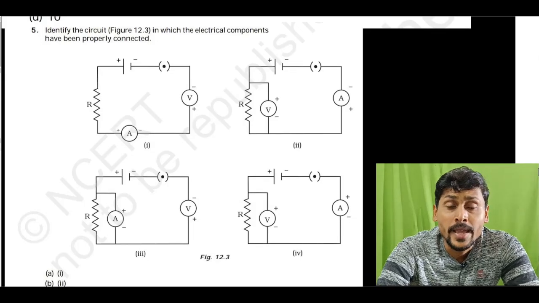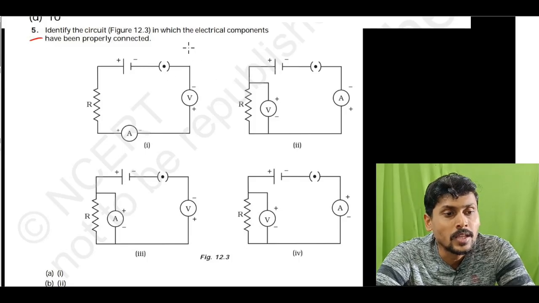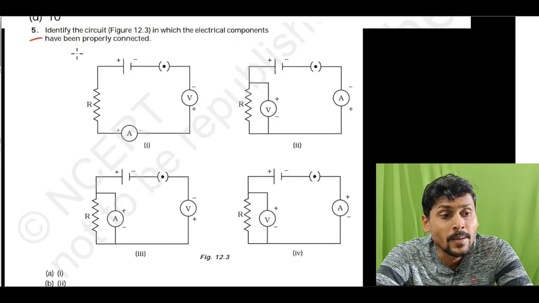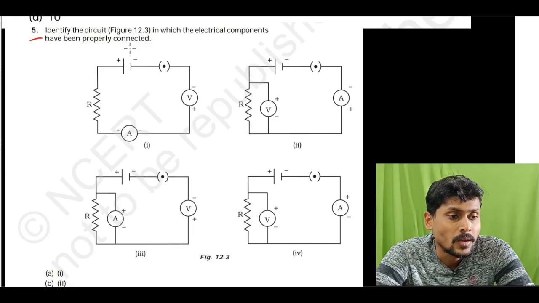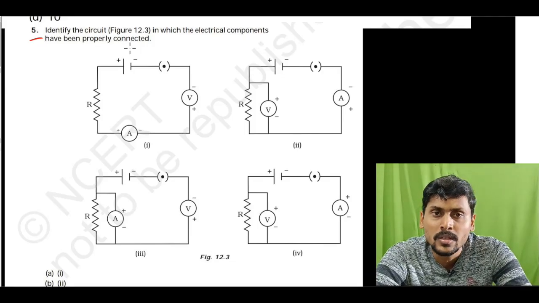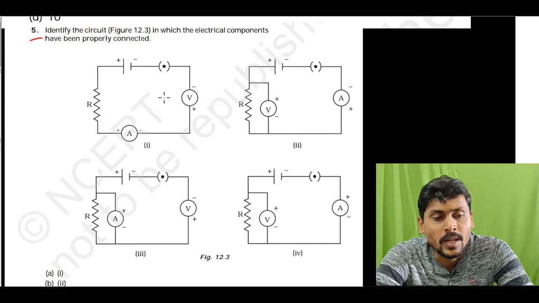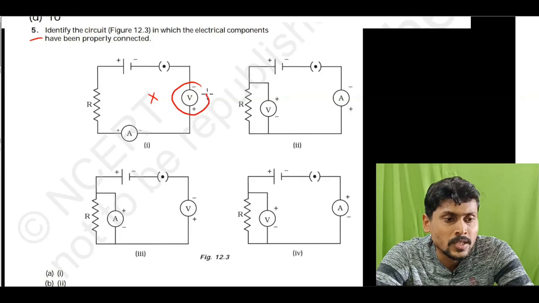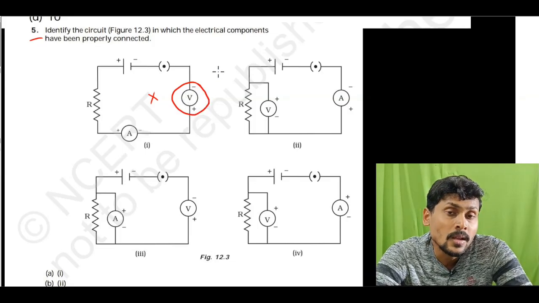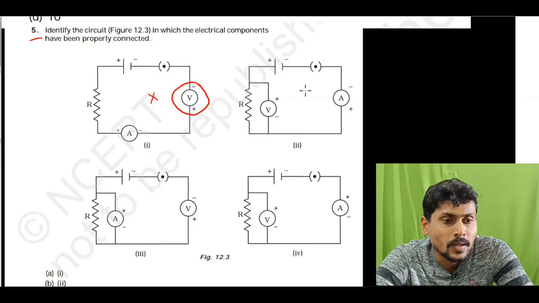This question is again based on the diagram. Identify the circuit in which the electrical components have been properly connected. You have four diagrams, and you have to tell in which diagram all the components are properly arranged. Let us check one by one. The first diagram is wrong because the voltmeter is connected in series here. Do you know that a voltmeter is always connected in parallel? So this is wrong. Now look at the second diagram.